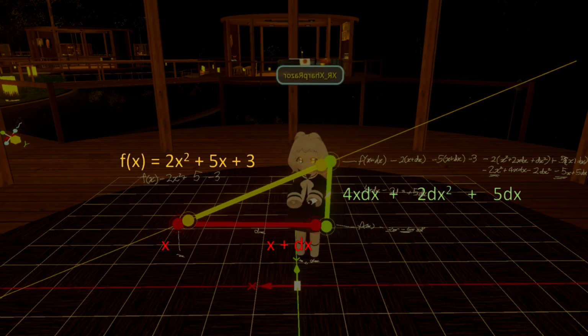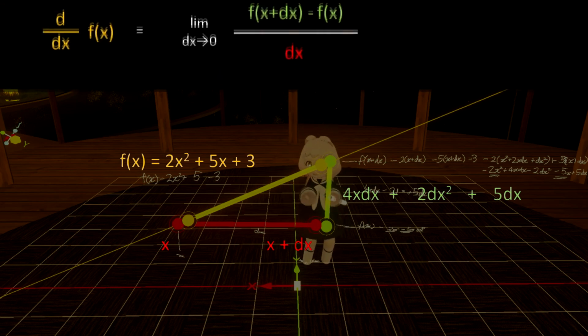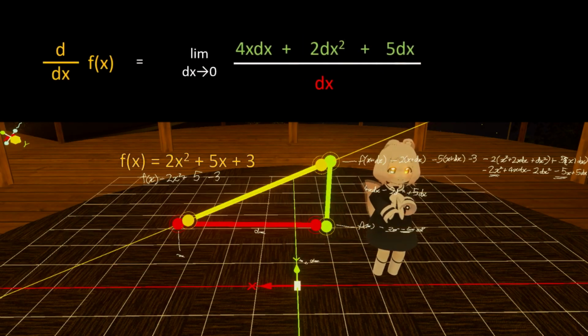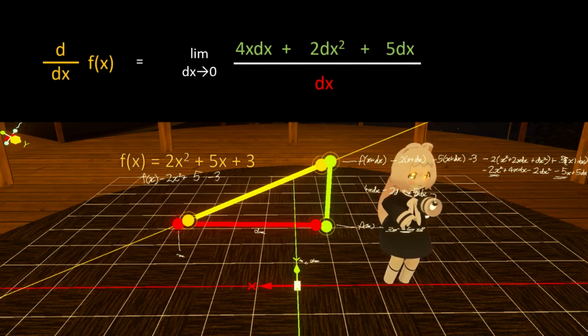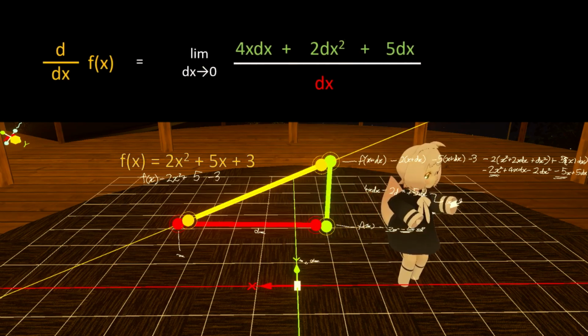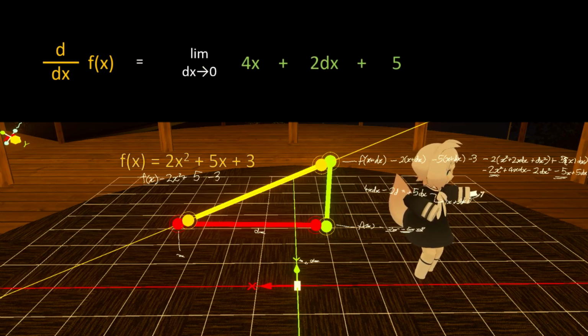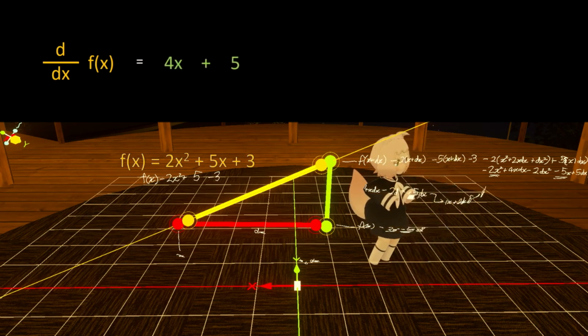There we go. Now we just need to take this and divide it by our dx, because that's the derivative in this case. So we have 4x plus 2 dx plus 5. Now we just need to apply the limit. When dx approaches 0, we have 4x plus 5. So there we go, 4x plus 5.